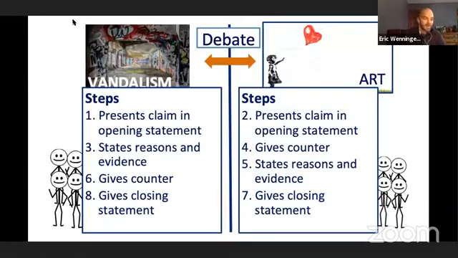Then we go back to the vandalism group, right? So then I'll have a different person state the reasons. As a teacher, I'm being more directive. I'm helping students. If a student doesn't know, other students can help. I can help as the teacher. So I'm basically walking them through this debate and teaching them how to present this argument in an organized way.